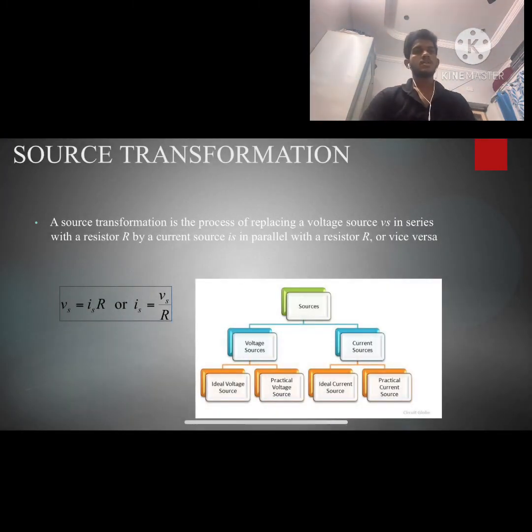Let's discuss the source transformation. A source transformation is the process of replacing a voltage source Vs in series with a resistor R by a current source Is in parallel with the resistor R, or vice versa.